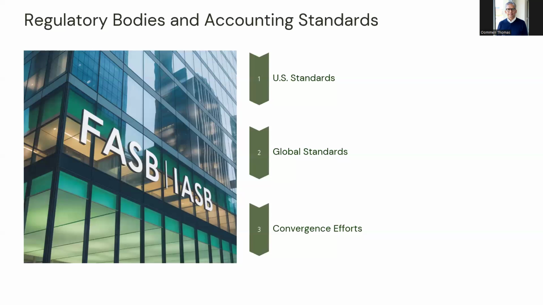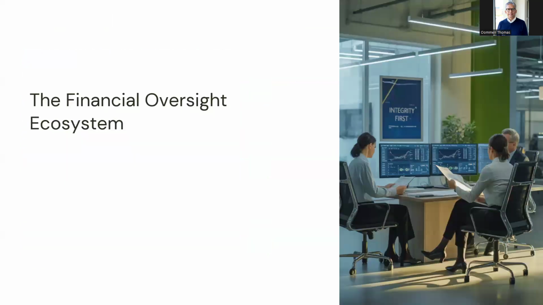Recognizing this, FASB and IASB have initiated convergence efforts where they try to collaborate to align the standards through a process called convergence. The goal of convergence is to reduce the differences and promote consistency in a global financial reporting system. Okay. So we have talked about the rules, we have talked about the entities that set the rules, and now we're going to turn to the financial ecosystem that oversees these rules and how they're used.